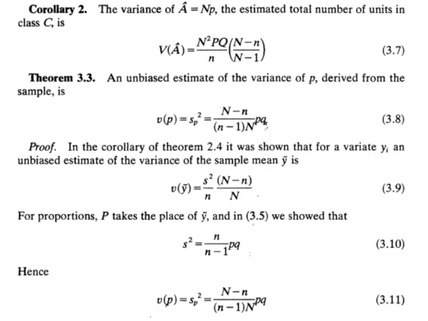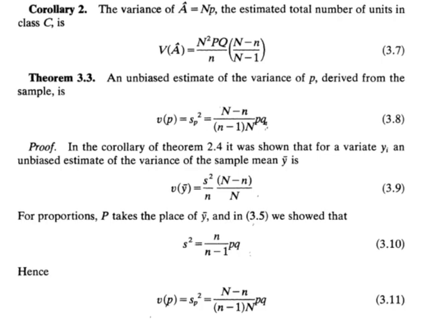Another corollary: with A hat equal to N times p, the estimated total number of units in class C, the variance of A hat is equal to N squared P Q over n times N minus n over N minus 1. Theorem 3.3 also states that an unbiased estimator for the variance of p derived from the sample is V of small p, where s squared of p is equal to N minus n over N times small n minus 1, times n times p times q.